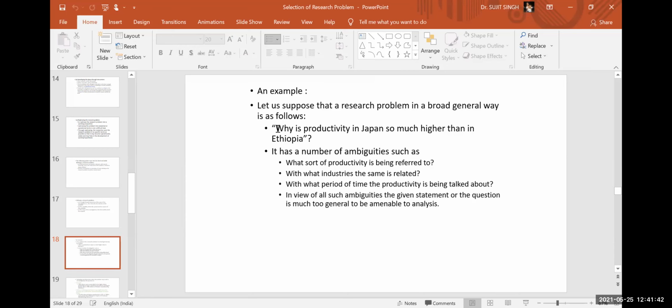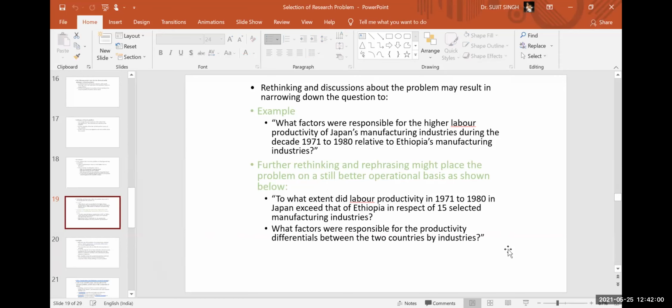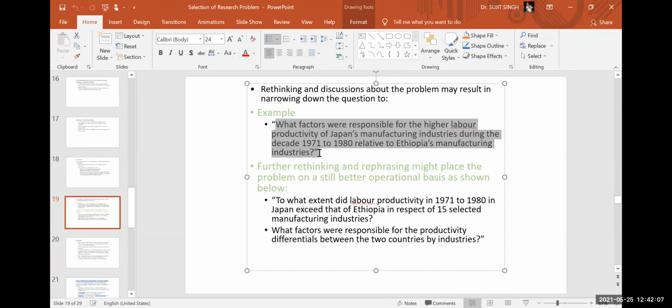So this is a very general problem statement, and that will create an ambiguity or doubt in the mind of the investigator or researcher. So what we have to do is modify it to make it more specific, more clear. Like here we can go for this kind of statement.